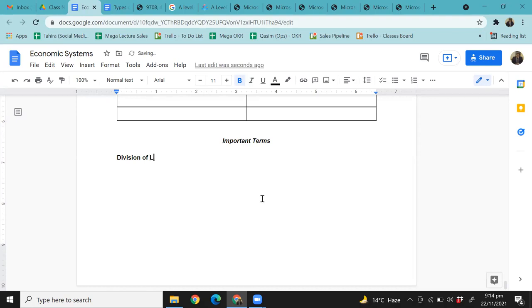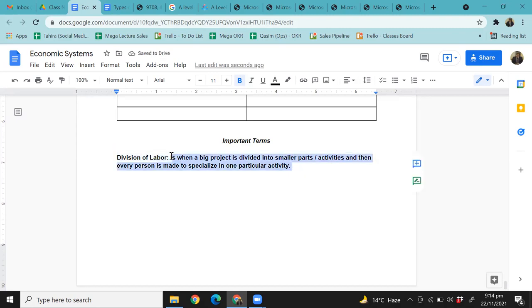Now let me explain how this works. Division of labor is when a big project is divided into smaller parts or activities, and every person is made to specialize in one activity, right? Let me give you a good example. If you have seen some documentaries on how flow production works. Do you guys take business studies? Flow production. Just go and YouTube how Lay's chips are produced, or how Pepsi is produced, or how anything for that matter is produced.